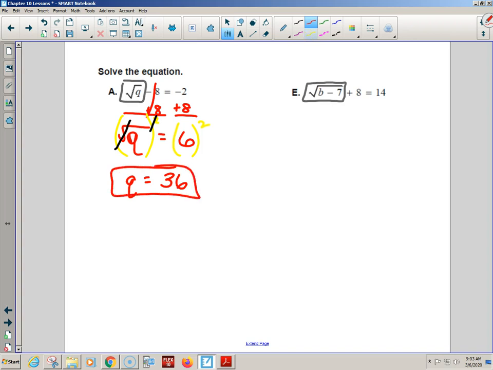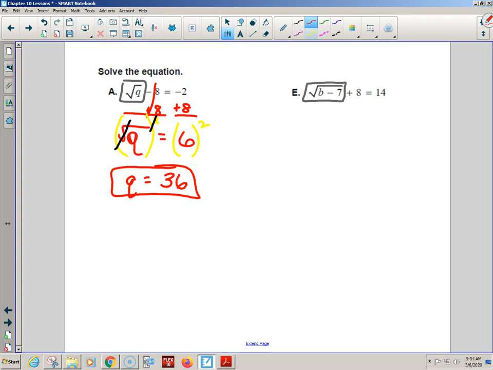Technically, could you check? Yes, but today's quiz will not have any extraneous solutions. You don't have to necessarily check unless you just want to make sure that you didn't make a math mistake. Then you could plug in 36. The square root of 36 is 6, and 6 minus 8 is negative 2. Check. And you would know that you got it right.